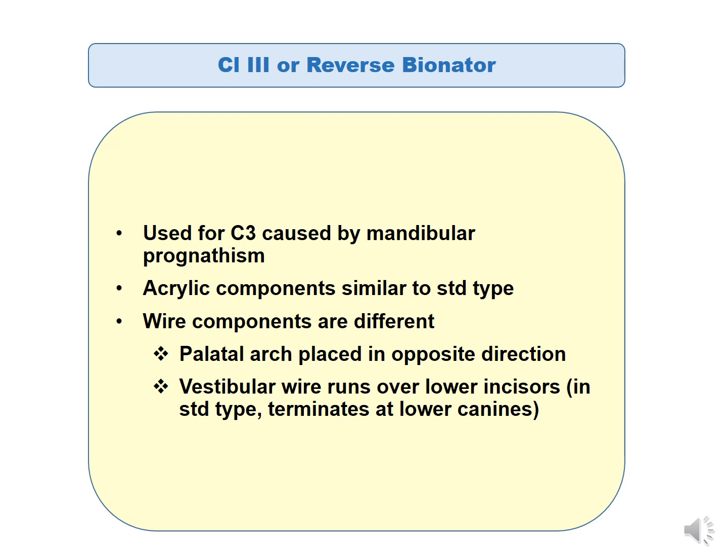Now class 3 or reverse Bionator is used for class 3 malocclusions caused by mandibular prognathism. The acrylic components are the same as the standard type of Bionator, but the wire components are different. The palatal arch is placed in the opposite direction compared to a standard Bionator, and the vestibular wire runs over the lower incisors in the reverse Bionator, whereas in the standard type it terminates at the lower canine.